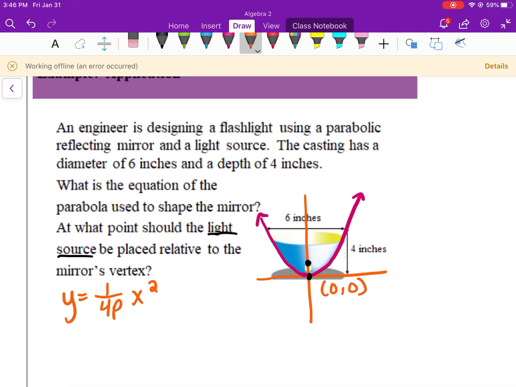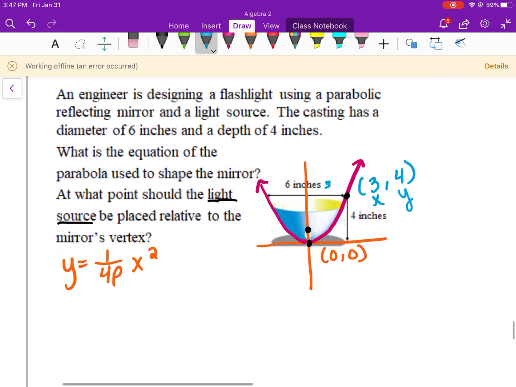Unfortunately, with the given information, I'm not able to solve for p because p is the distance from the vertex to the focus, and I don't know how far that is. So the other information given is this point right here. Since I know that it's 6 units across, I know that halfway would be 3. So this point would be over 3, up 4. So that's the ordered pair (3, 4). So I can use (3, 4) as x, y, plug it into my equation, and solve for 1 over 4p.